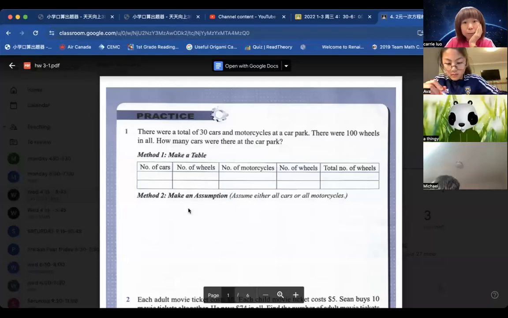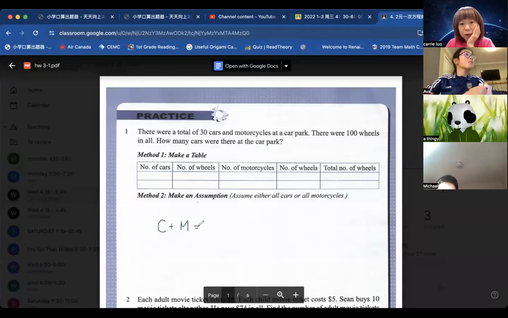So let's take a look at this one. For instance, we know there's a car and we have motorcycle, right? Altogether, how many of them are there? Altogether, 30. So just say motorcycle plus car equals 30, correct? Secondly, there were 100 wheels in all.